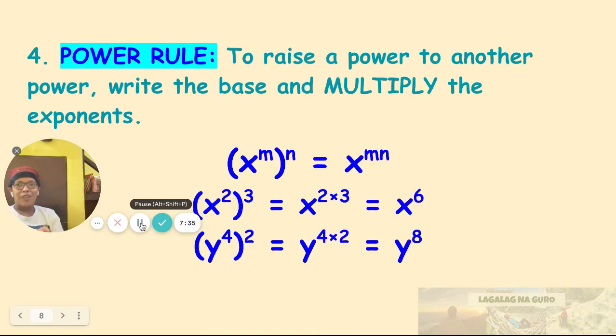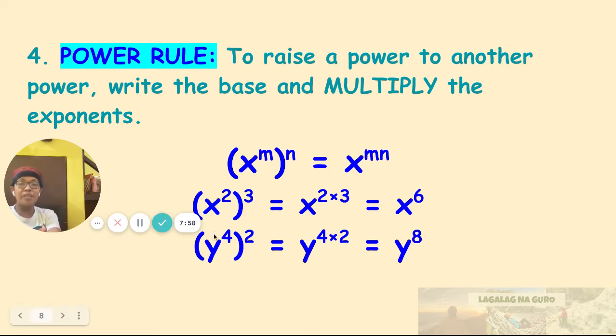Okay, so let's proceed to the power rule. The power rule is to raise a power to another power. Then you write the base and multiply the exponents. So what is this? You have your quantity with an exponent, then you raise that to another exponent. That is the power rule.